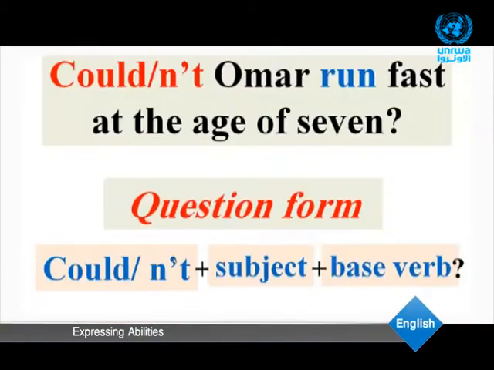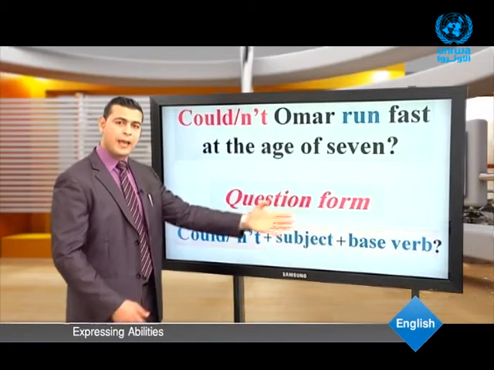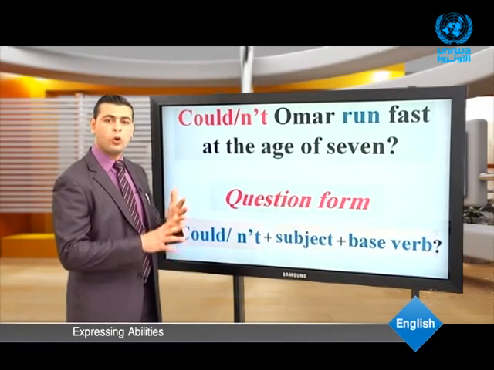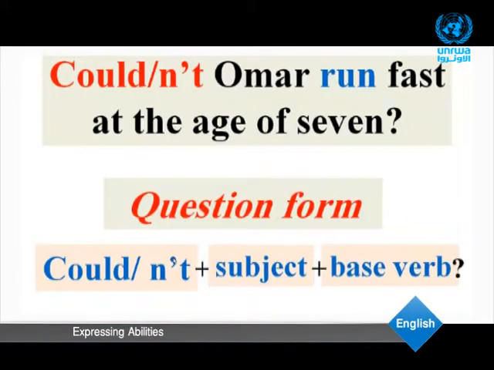Let's look again. The structure of could and couldn't in the question is just like this. Could or couldn't plus the subject plus the base form of the verb. And eventually we have the question mark. Again, we start the question with could or couldn't plus the subject plus the base form of the verb.